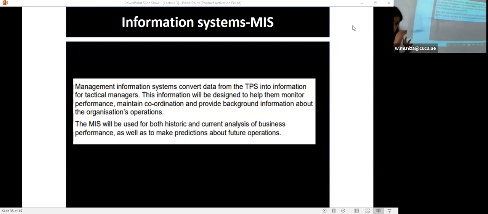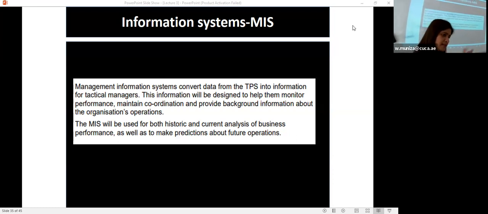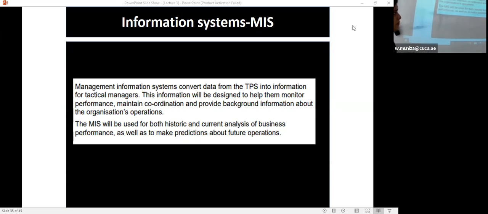Managers at the middle line management of the organization have to perform the tasks of planning, controlling, and decision making. So the transaction processing system and the other sources of data give information to this system so that managers can perform their tasks easily. This information is designed to help them monitor performance, maintain coordination, and provide background information about the organization's operations.